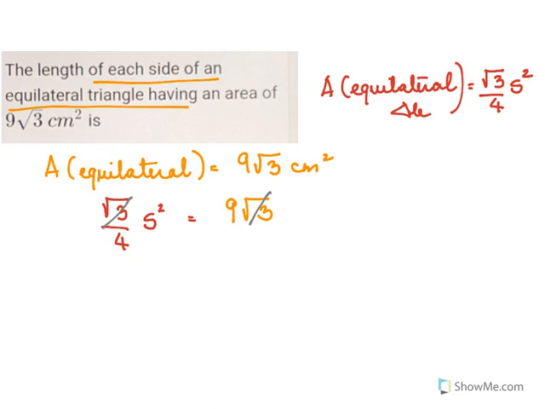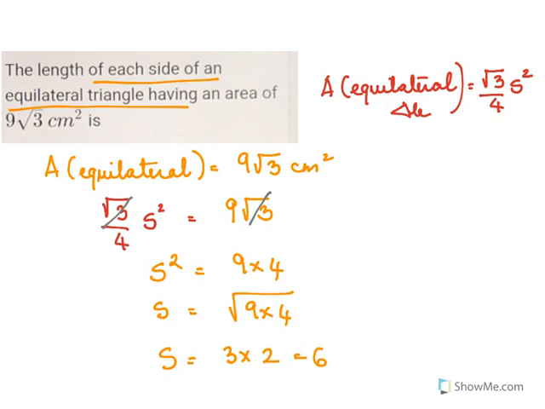So root 3 will cancel. So I'll have my side square equal to 9 into 4. So s equal to under root 9 into 4. So s equal to 3 into 2. So the answer is 6.